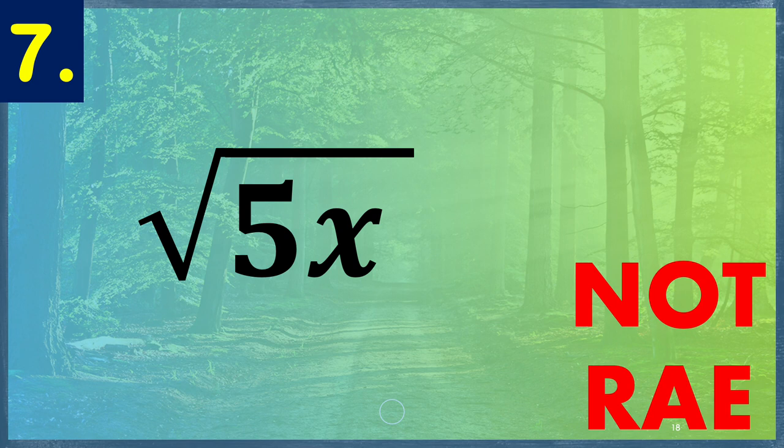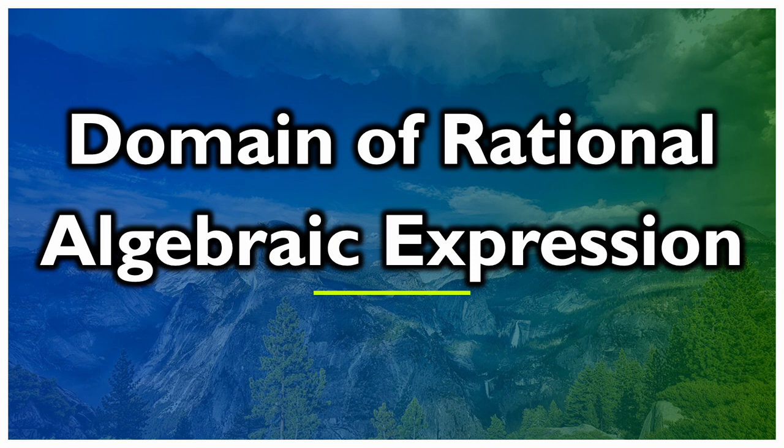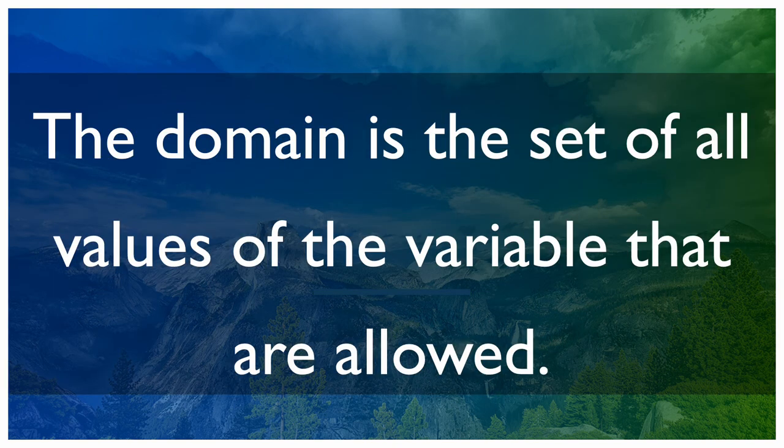So, I hope naintindihan ninyo at klaro sa inyo kung paano mag-identify ng mga expressions kung siya ba ay rational o hindi. So, gaya na nabanggit kanina, ang rational algebraic expressions ay hindi po pwedeng magkaroon ng zero as the denominator. So, dyan papasok yung tinatawag nating domain of rational algebraic expression. Ano nga ba itong domain? The domain is the set of all values of the variable that are allowed. Meaning, ito yung mga set ng values na pwede nating i-substitute sa mga variables natin na permissible or allowed.